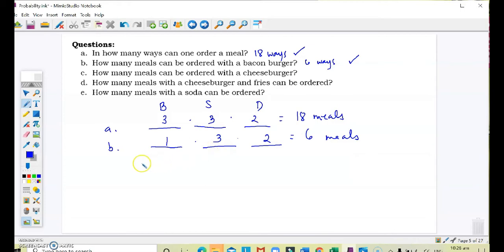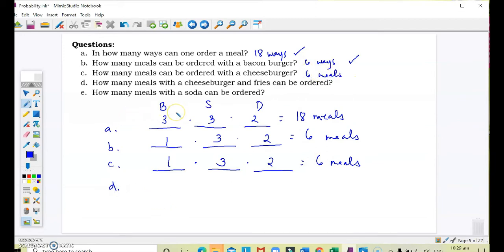There are 6 meals that we can form having a bacon burger on it. So how many meals can be ordered with a cheeseburger? Same thing, there's only one burger and that's the cheeseburger, so we don't have other choice but one for the burger. But there's no classification for the side dishes, so we have 3 choices for the side dish. And we have how many choices for the drinks? We have 2 choices for the drinks. Multiplying that, 1 times 3 times 2, that's 6 meals. There are 6 meals with cheeseburger on it. Letter D. Let's answer letter D. So there are 6 meals.